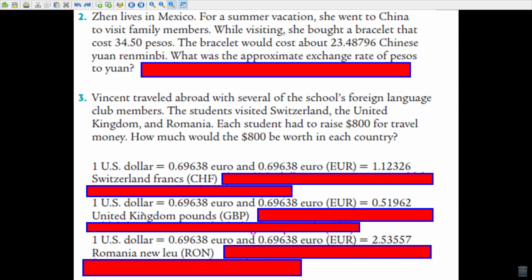1 US dollar equals 0.69638 euro, and 0.69638 euro equals 0.51962 United Kingdom pounds. And the last one, 1 US dollar equals 0.69638 euro, and 0.69638 euro equals 2.53557 Romanian lei.